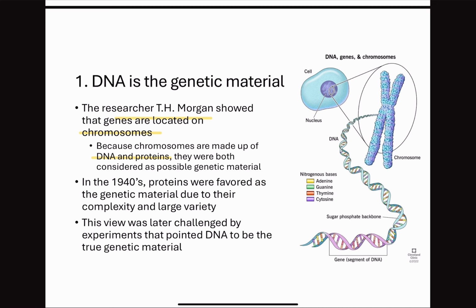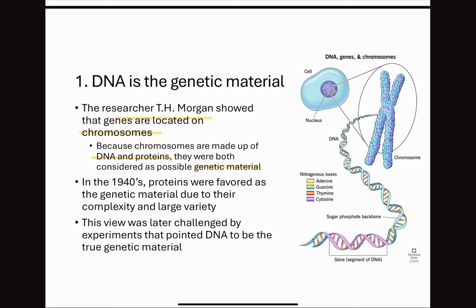So after Morgan's discovery, scientists wanted to figure out which part of the chromosome was responsible for carrying genetic information. They called it the genetic material. And it was either between DNA or proteins. And up until the 1940s, most scientists thought that proteins were the genetic material.